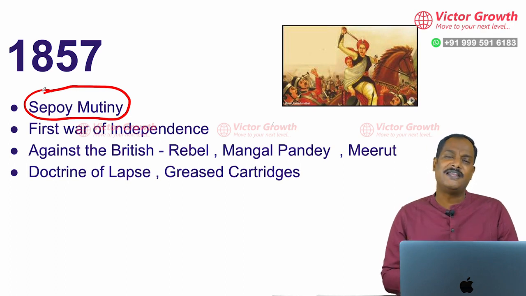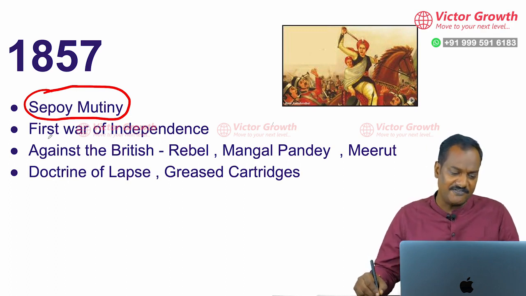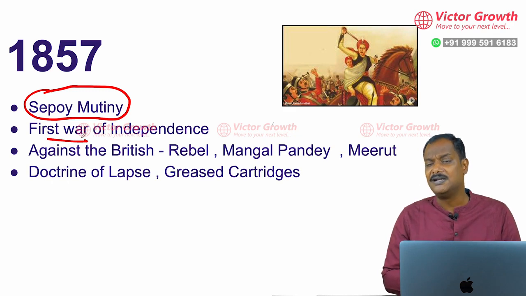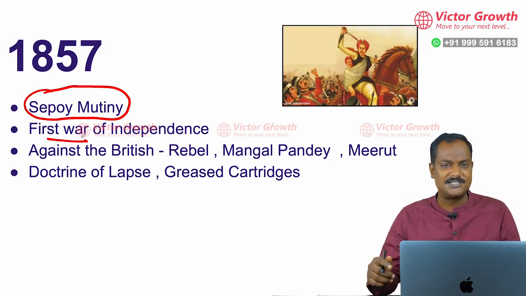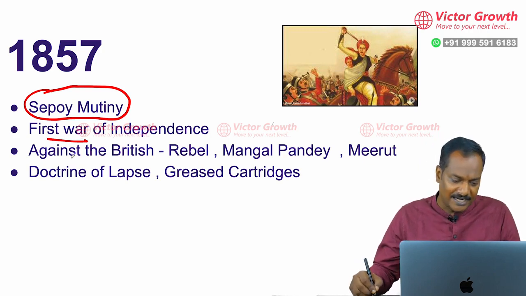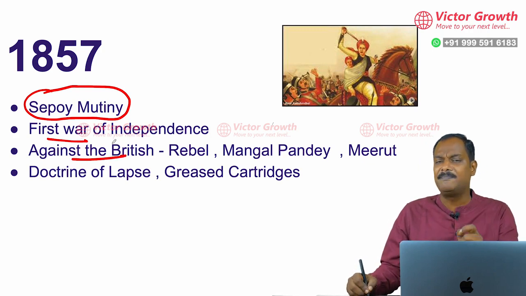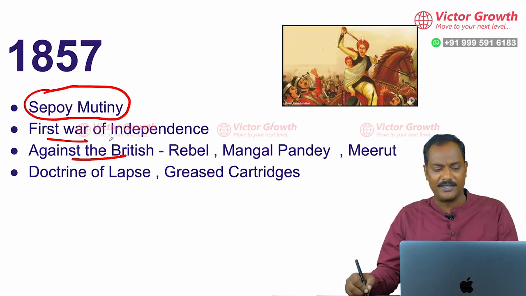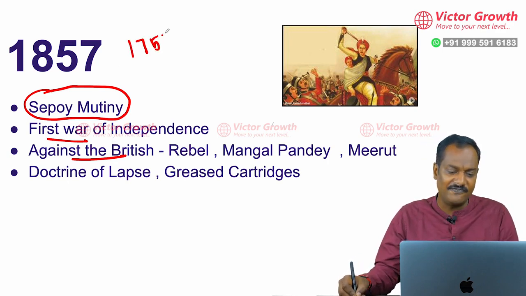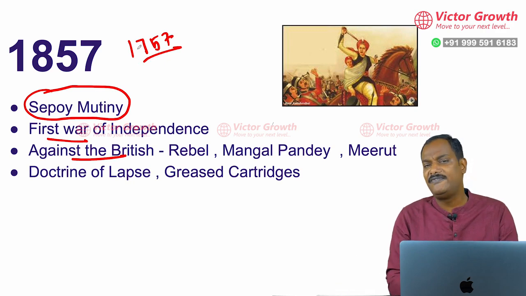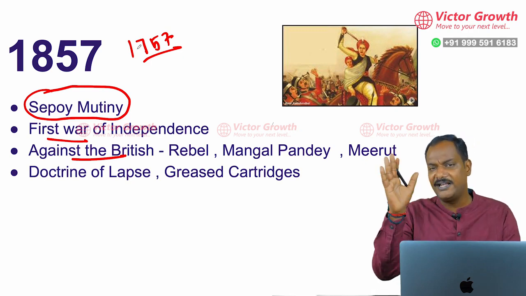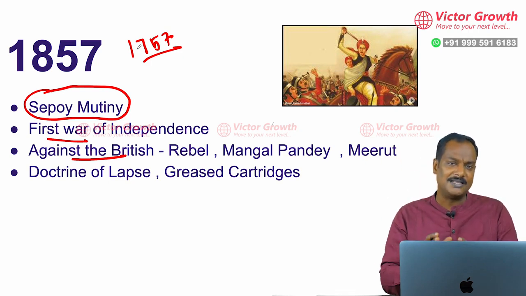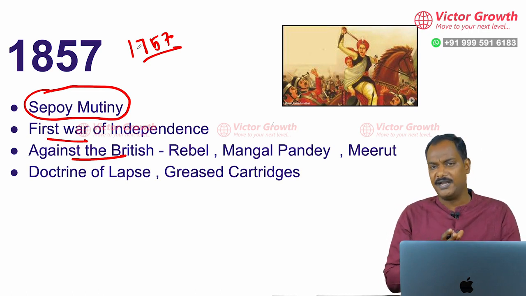So it is also known by the name First War of Independence. The moment I say 1857, what should come to your mind is the First War of Independence, also known as Sepoy mutiny. It is a revolt against the British. It is the first time we are revolting against the British in 100 years. If you look at 1757, please note down, we had the Battle of Plassey. In the Battle of Plassey, Robert Clive and the Britishers defeated the Nawab of Bengal. That laid the foundation of British rule in India.